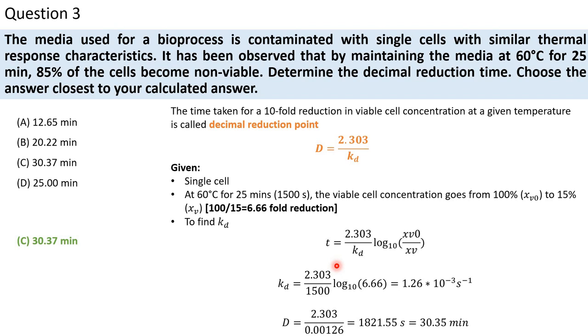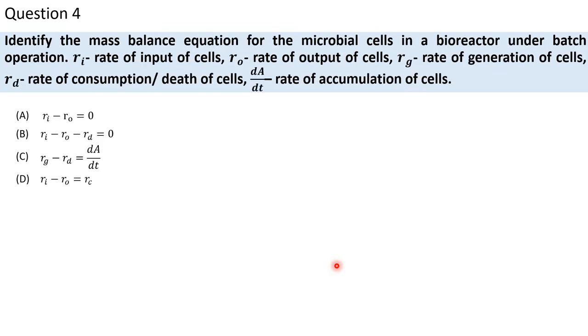Okay. Moving on to question 4. Identify the mass balance equation for the microbial cells in a bioreactor under batch operation. Here Ri denotes rate of input of cells, R0 denotes the rate of output of cells, Rg is the rate of generation of cells, Rd is the rate of death of cells or rate of consumption we can say, and here the rate of accumulation of cells is denoted by dA by dt.